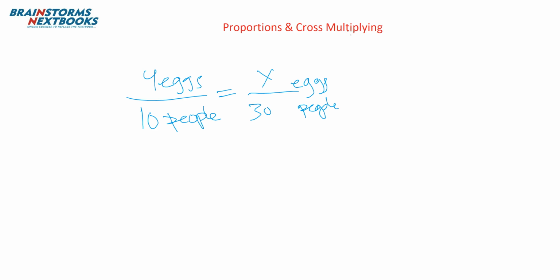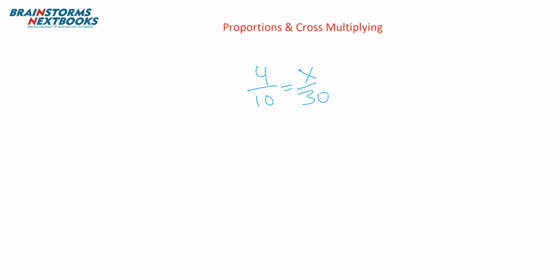So it would look like this, right? Once you've set it up with the proper units, eggs and people, eggs on top, people on bottom, eggs on top, people on bottom, now we'll just drop those and go to the numbers. 4 over 10 equals x over 30, right? And this is where the actual math happens. Forget the units, forget the eggs and people. And this is how you cross multiply.